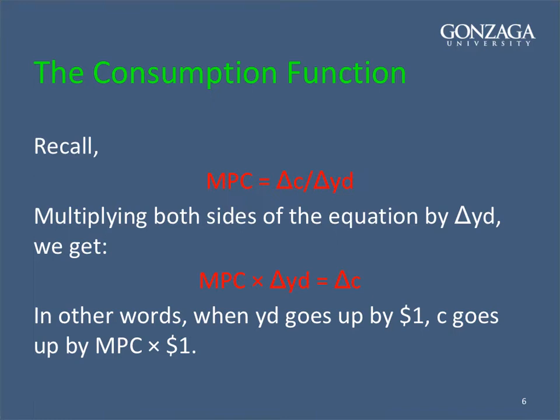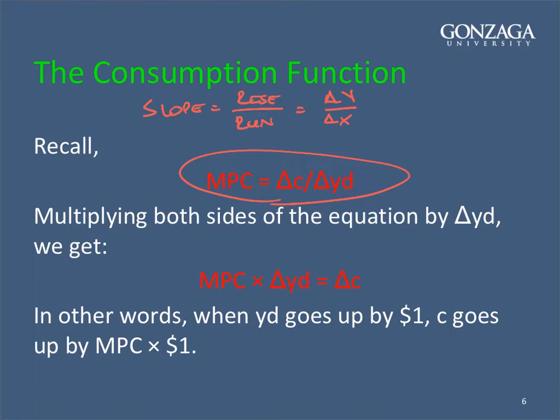Remember, the slope of a line is rise over run. We can typically say the rise is change in y over change in x. Well, that's what we have right here. Remember that consumption function we had, C and Y. For the slope, the rise is the change in C, and the run is the change in your disposable income.